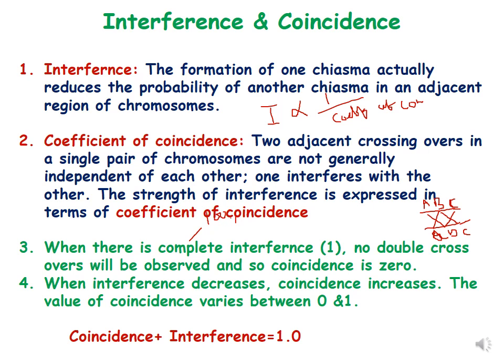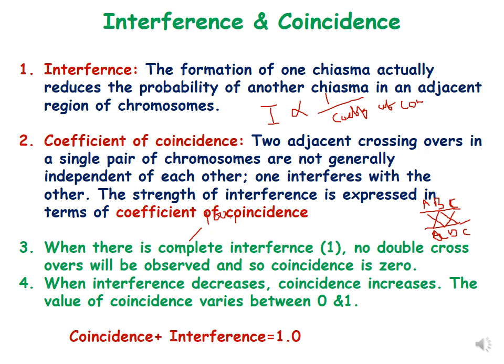So let us understand what interference and coincidence are. Interference is when the formation of one chiasma reduces the probability of another chiasma in the adjacent region of the chromosome. This is called interference, and interference is inversely proportional to the coefficient of coincidence. So what is the coefficient of coincidence? Two adjacent crossing overs in a single pair of chromosomes are not generally independent of each other. One interferes with the other, and the strength of interference is expressed in terms of the coefficient of coincidence.